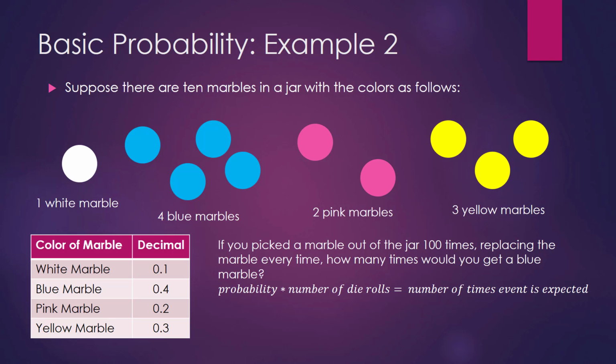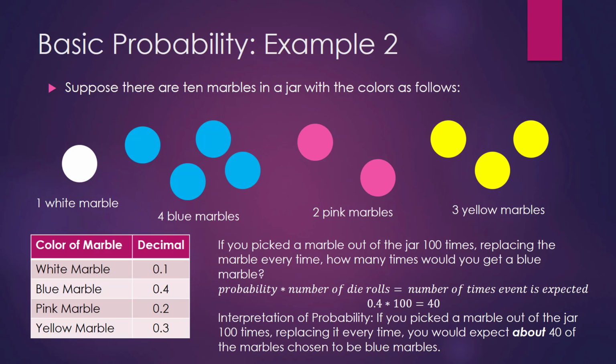Remember, the probability of picking a blue marble times the number of trials will give you the approximate number of times the event should happen. So in this case, remember the probability of a blue marble is 0.4. Multiplying that by 100 times, we get about 40. Remember, you're always going to have sampling variability, so the chances are we're not going to get exactly 40 marbles out of 100, but the number should be somewhere close to 40.